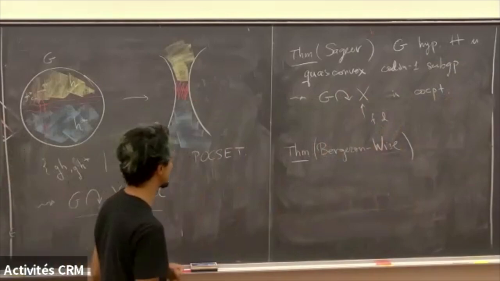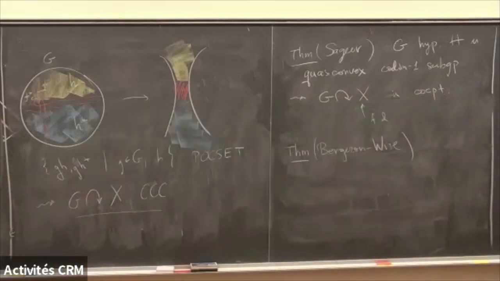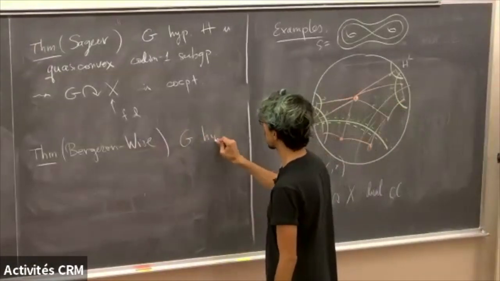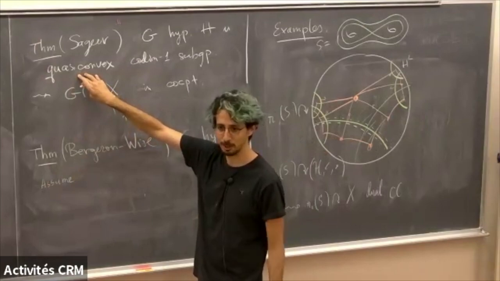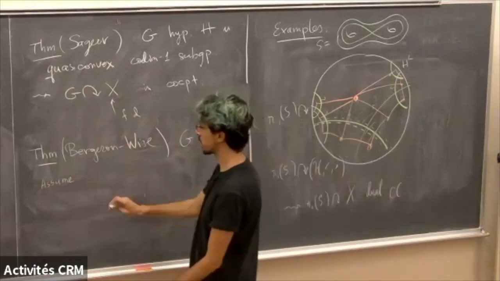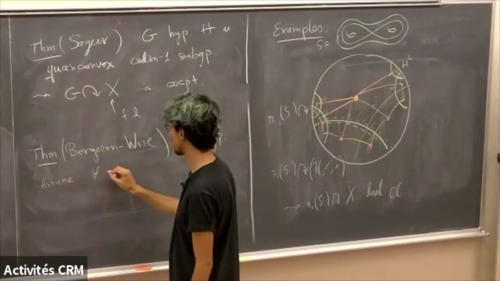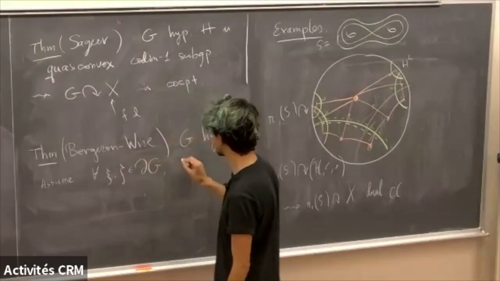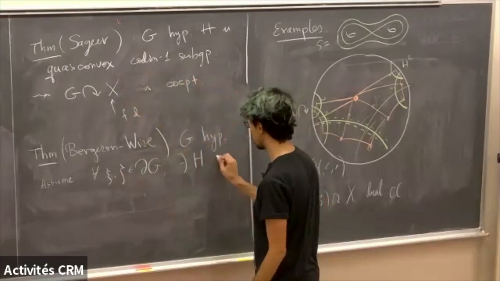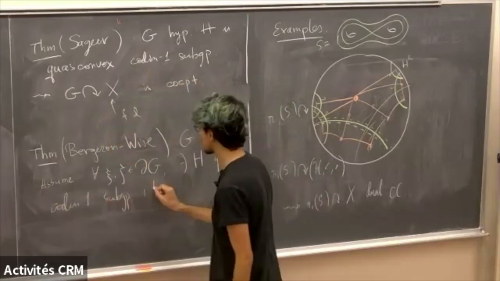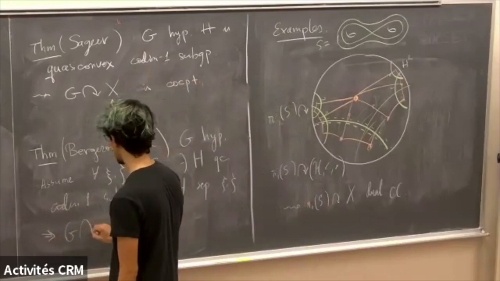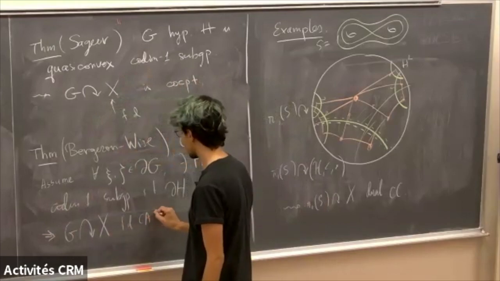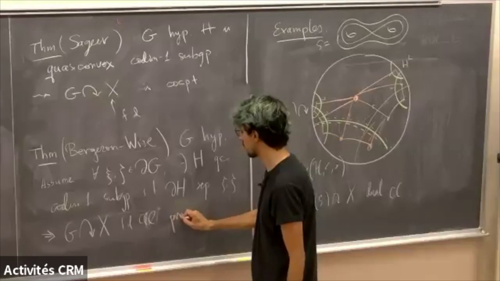We want proper actions, and for this we have Bergeron and Wise to help us. Here's the criterion for having a proper action on a cube complex. Again, the setting is G hyperbolic. Maybe not all of you know what quasi-convex means; ask me after the talk. Assume that for every two points psi and zeta in the boundary of G, there exists some quasi-convex codimension 1 subgroup whose boundary separates psi and zeta. Then G acts on a finite dimensional CAT(0) cube complex properly and cocompactly.